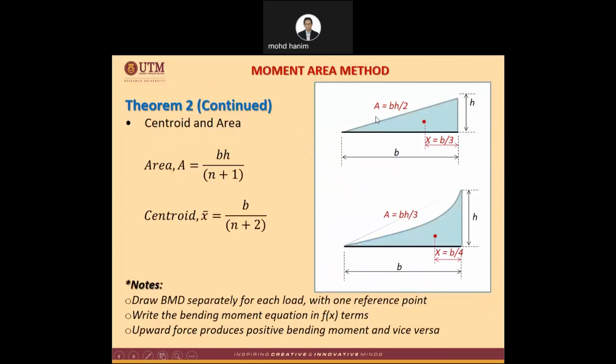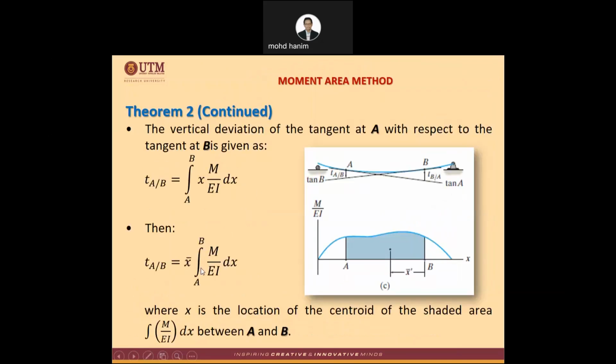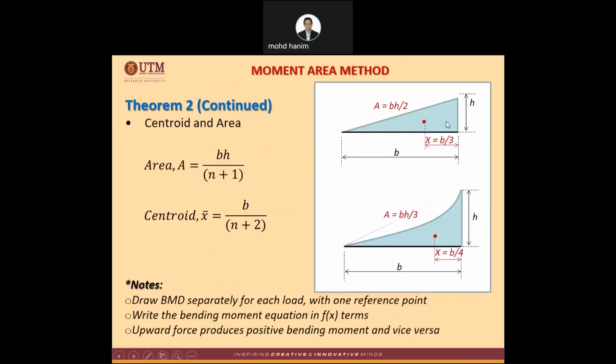The shape of the moment diagram is known already. So we just calculate the area without using mathematical integration. The area is equal to BH over 2. This is the area of a triangle. And what is the centroid? The centroid is at 1/3 of the height of this triangle.